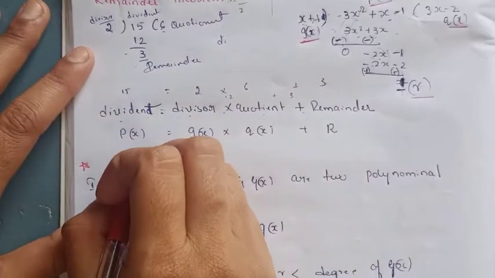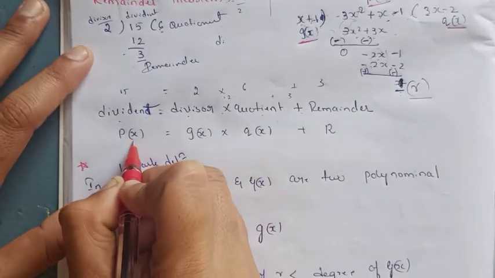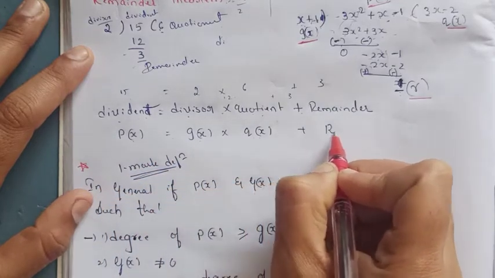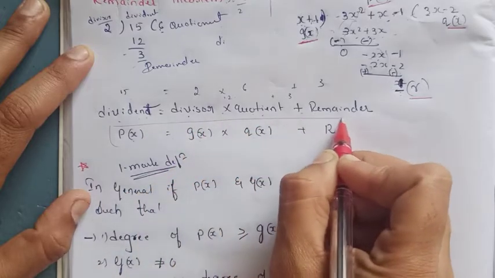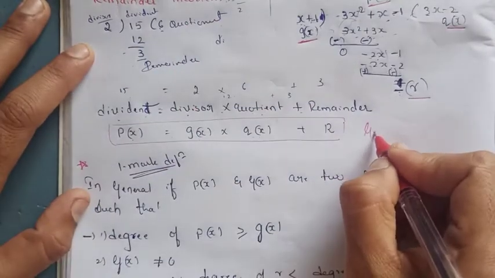On the basis of this, we make this formula: p of x is equal to g of x into q of x plus the remainder. This is the general formula for the remainder theorem.